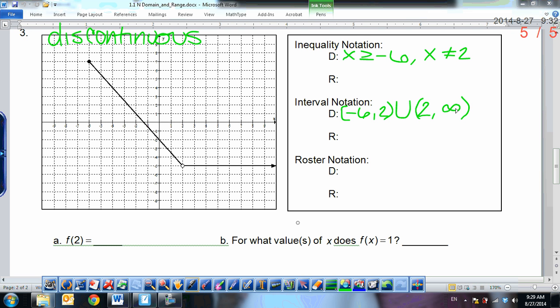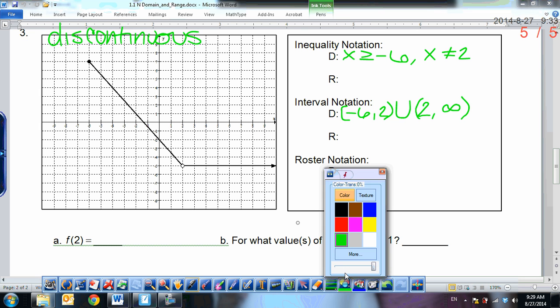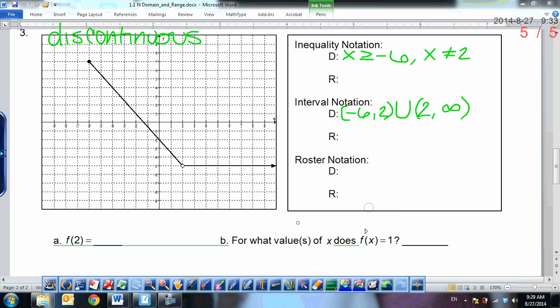Let's try the range. Range goes from bottom to top. Bottom to top. What's the bottommost value? -5. Okay, can I be equal to -5? Yes. Even though I have an open circle here, isn't my y value exactly -5 here? Okay, so I can be equal to -5, and I go all the way up to what? 7. So I could write that as -5 is less than or equal to which variable? Y. And then what would I have? Less than or equal to 7.